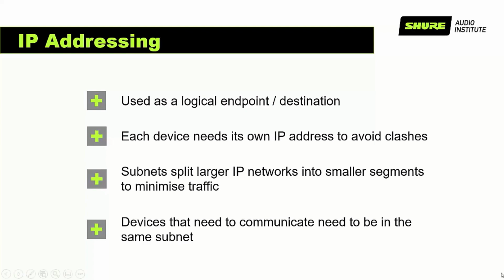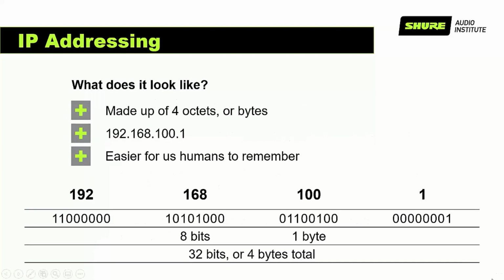So in terms of how an IP address is structured, we know it as the familiar 4-octet address of, in this example, 192.168.100.1. But in terms of how devices and your computer interpret that, it is made up of 32 bits or 4 bytes in total. The reason we use that terminology of the 4 octets with your 192.168.100.1 is because it's a lot easier for us to remember that than it is to remember the 32 bits.